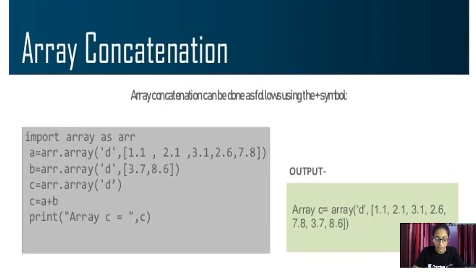Now array concatenation. In concatenation we also read about data types: list, string, tuple, dictionary, number. Array concatenation is done with the simplest symbol, the plus sign. That means adding strings, adding lists, adding arrays with the simple plus sign for concatenation.